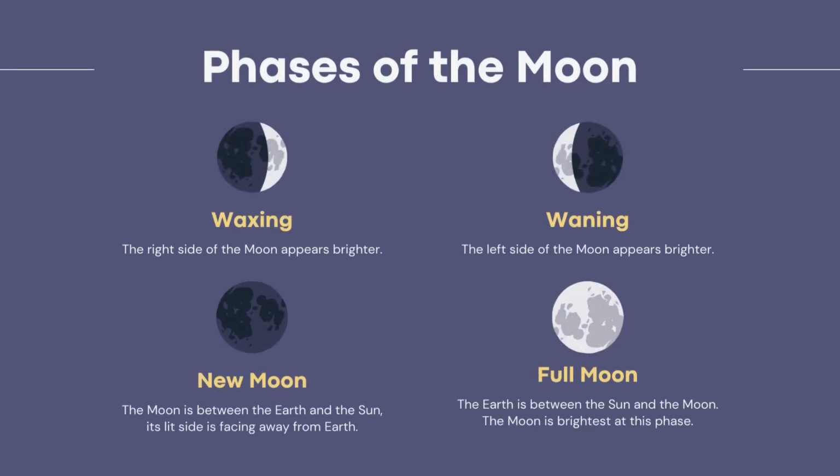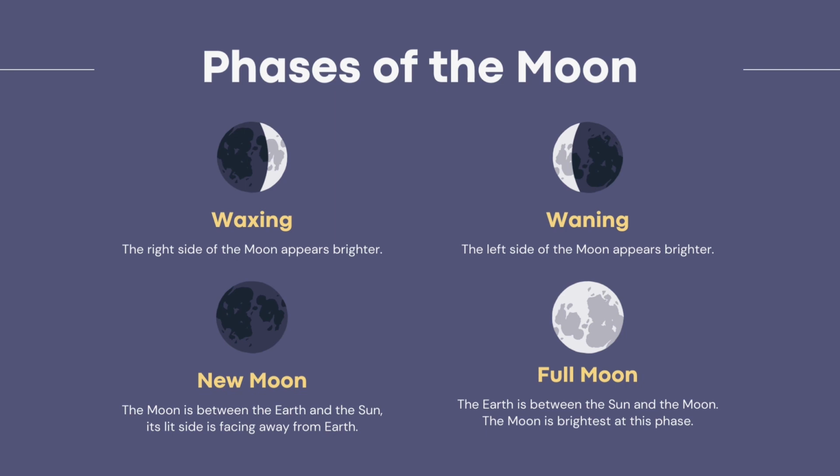So actually, there are four main phases of the moon that you need to know. The first one is waxing, second one is waning, third is new moon, and the fourth is full moon. For waxing, you need to know that the right side of the moon appears brighter, while waning makes the left side of the moon appear brighter.